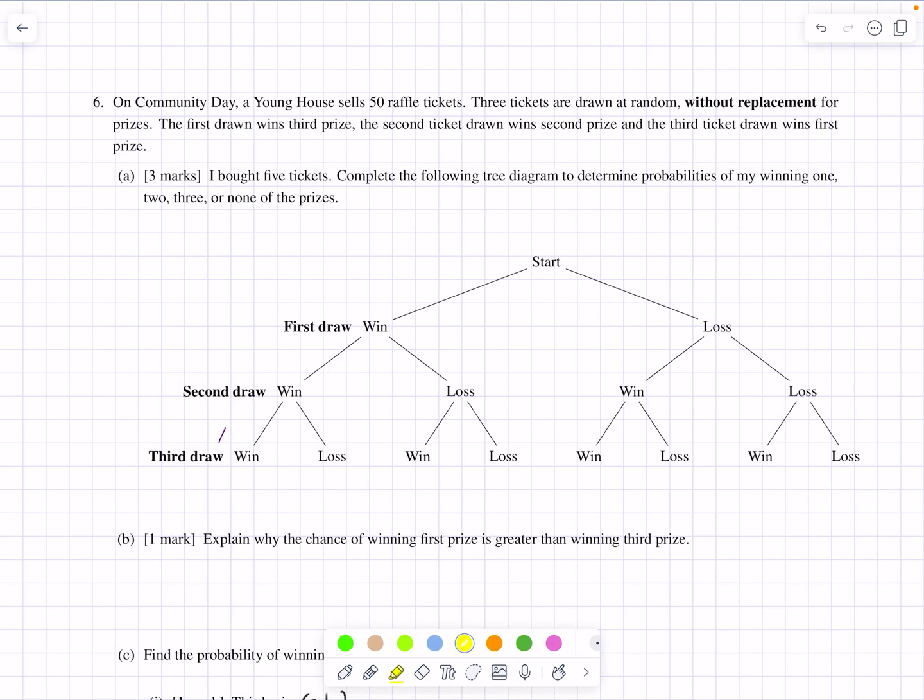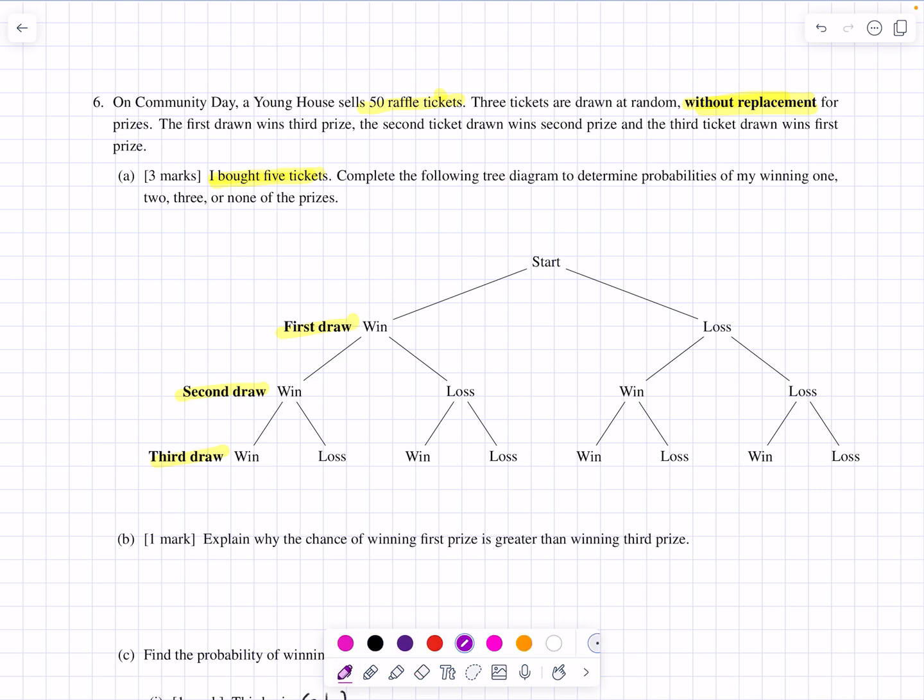In this question, we have Community Day and Young House is selling 50 raffle tickets. Okay, 50. And the tickets are drawn at random, and the important thing to know here is without replacement. So basically, if a person draws a ticket, they don't put it back in the box or the place where they're drawing the tickets from. This person here buys 5 tickets. And so we're going to see what their probability is of winning on each of the 3 draws there. First, second, and third draw.